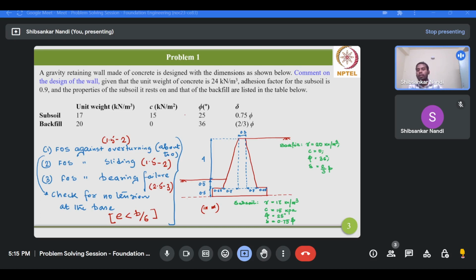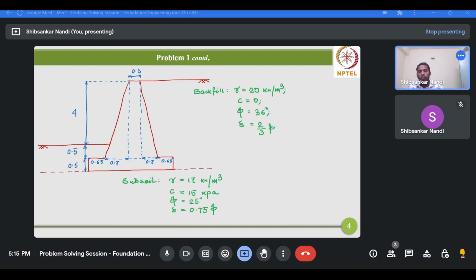Now, what are the recommended factor of safety? That also we have seen in the last class. So factor of safety against overturning, it should be in between 1.5 to 2. This is the desired range. So 1.5 minimum you have to basically provide. Then sliding 1.5 to 2. Then bearing failure 2.5 to 3. And for no tension condition, that eccentricity we have to check, eccentricity of the applied loading, it should be less than b by 6.